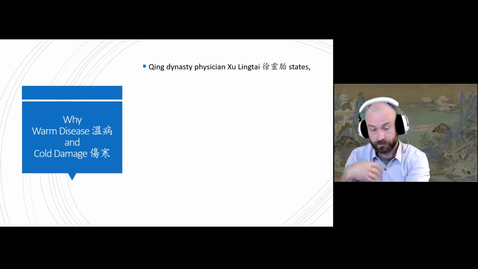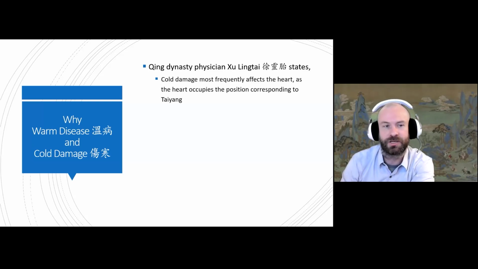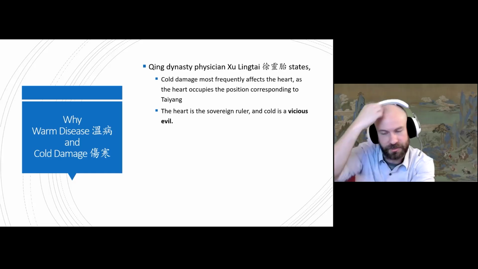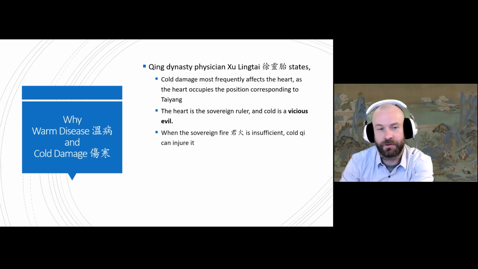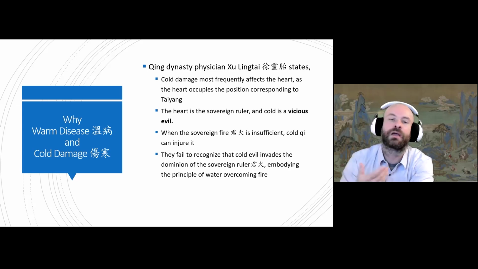But I remember reading this statement by Xu Lingtai in one of his discussions on the Shanghan Lun, and he says that cold damage most frequently affects the heart, as the heart occupies the position corresponding to Tai Yang. The heart is a sovereign ruler, and cold is a vicious evil. That is also a terminology used for one of the five evils, whether you call it a vicious evil, wicked evil, or thieving evil. And it says that when the sovereign or imperial fire is insufficient, cold qi can injure it. So people fail to recognize that the cold evil invades the dominion of the sovereign ruler, and this embodies the principle of water overcoming fire.